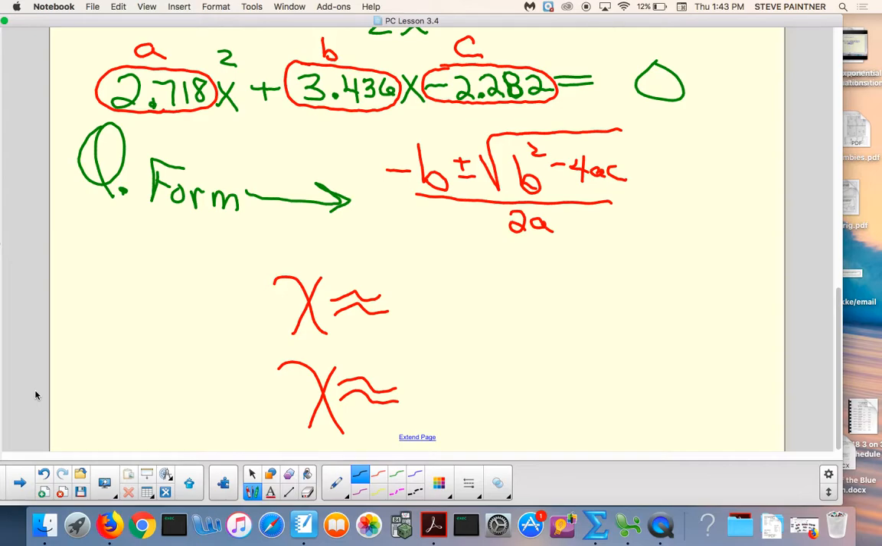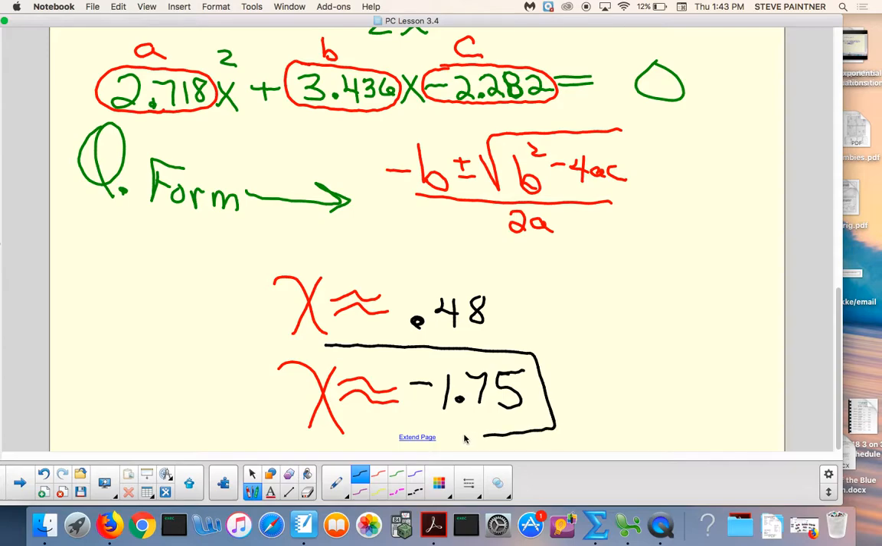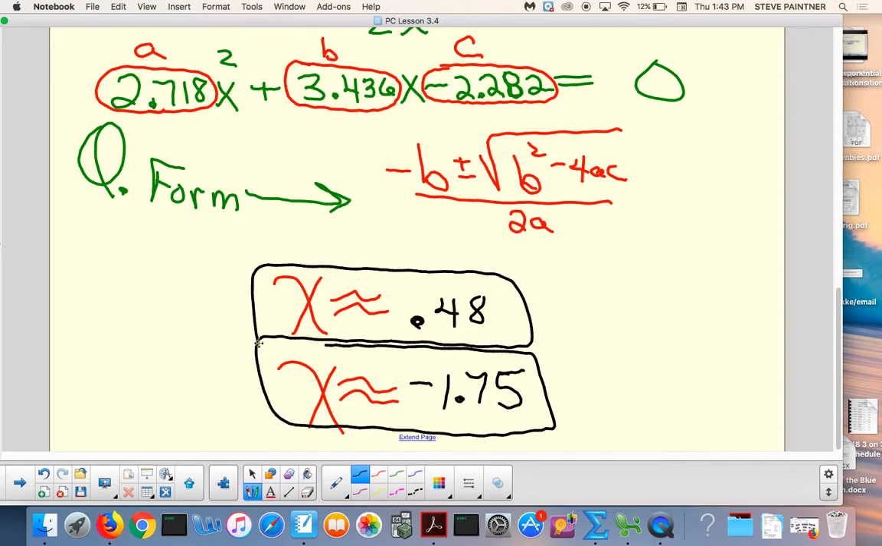Okay. All right, Brandon's got his hand up. Brandon, what's the answer? I got 0.481. Okay. Negative 1.745. You got him right. He's right. Negative 2. That's the answer.